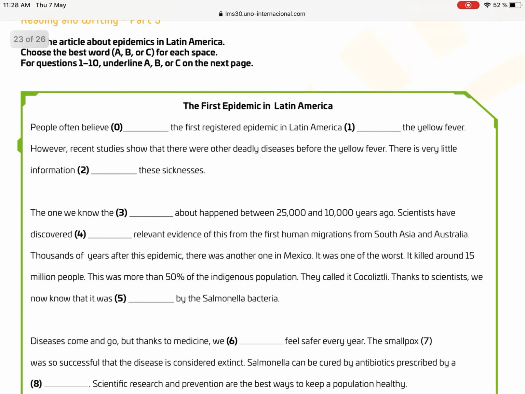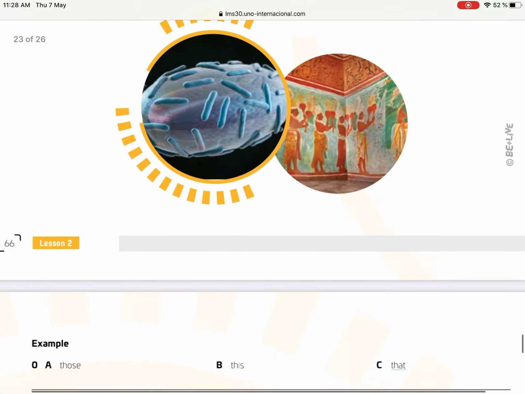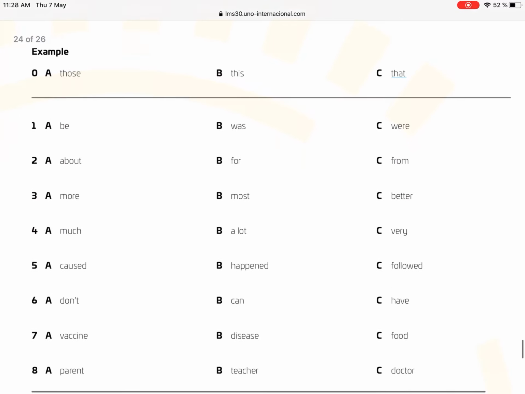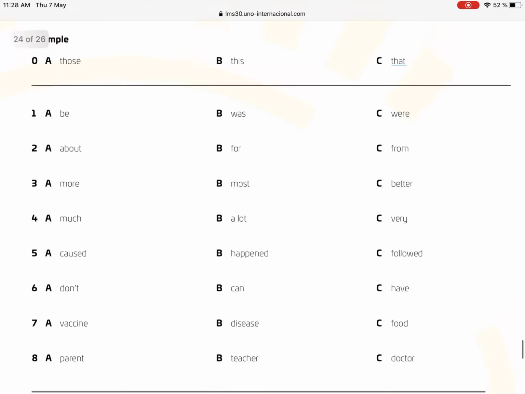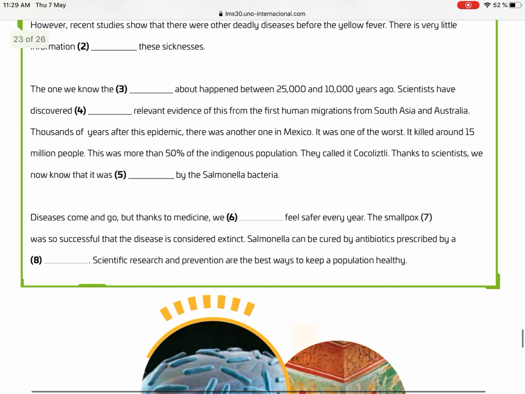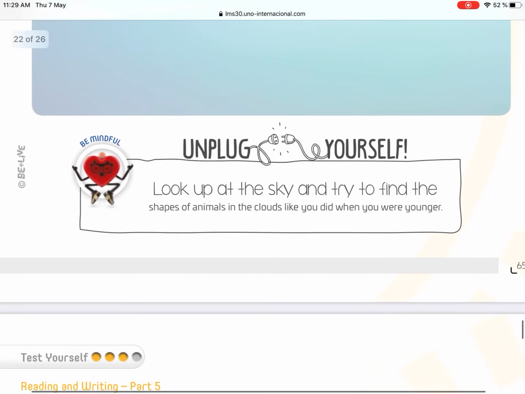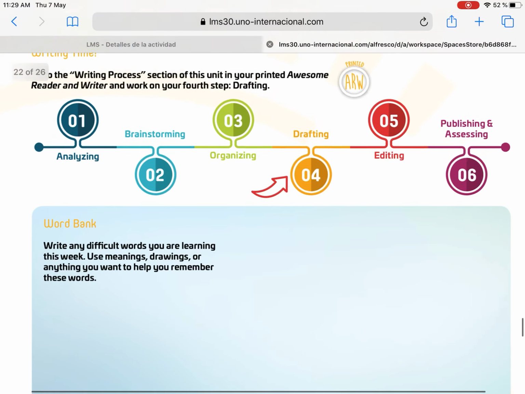As you can see here, we have a small test which we have to complete. We have to read the articles about epidemics in Latin America, and then you have to choose the best word, A, B, or C, for each space. You have the test, and below you have the options for every one. We're going to work on this in class. All these words that we have there, we have already seen in class.